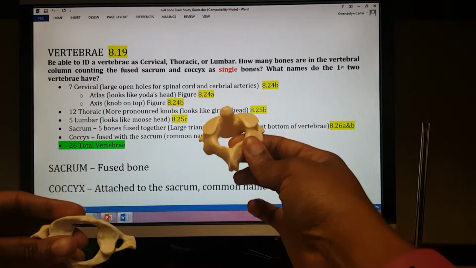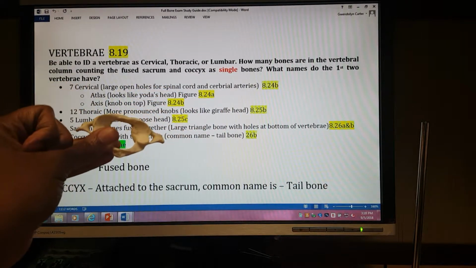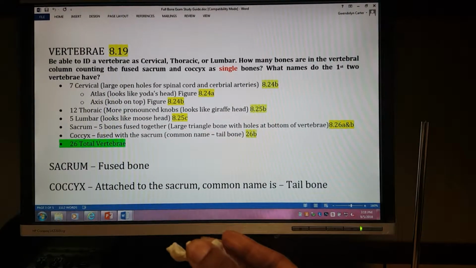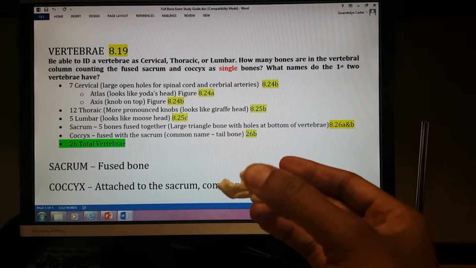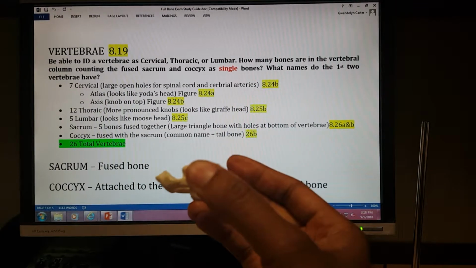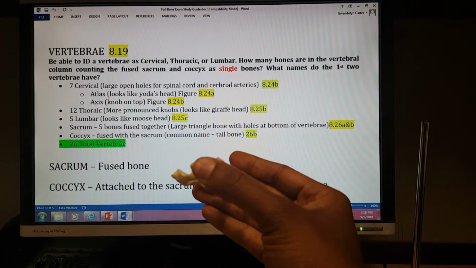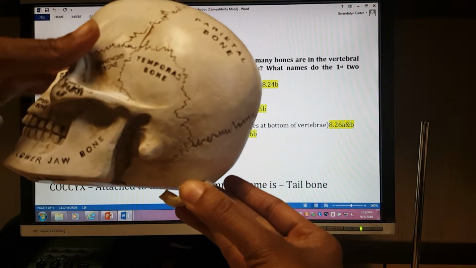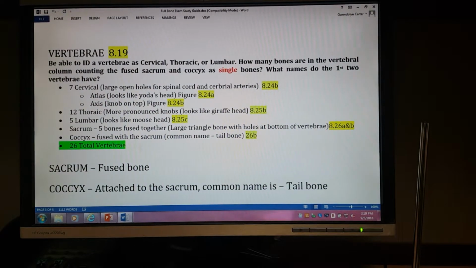One way of trying to remember which one's which: not only do we have Yoda's head for the atlas, but if you know your Greek or Roman mythology, there's someone named Atlas who has to literally hold the world on his shoulders. So if these were Atlas's shoulders and our skull is the world, then it sits right on top of that.